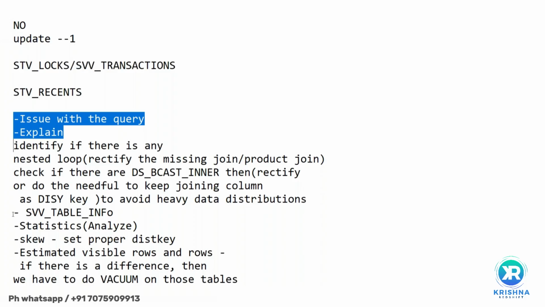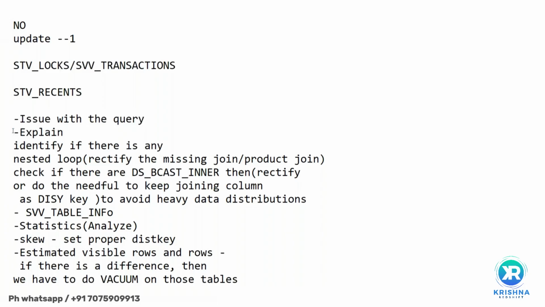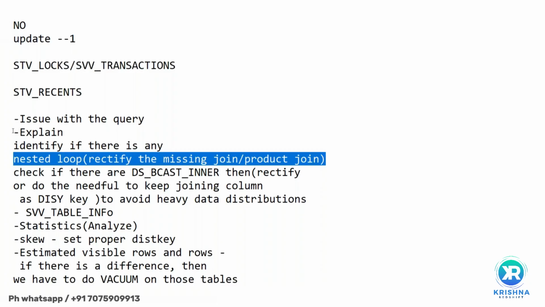Okay, then you should come to this point: there may be an issue with the query. Then you should tell how you troubleshoot the issue with the query. First I will check the explain plan. In the explain plan you will see different terms like nested loop. Whenever you see a nested loop, it indicates that there is a product join. Product join means there is a missing join.